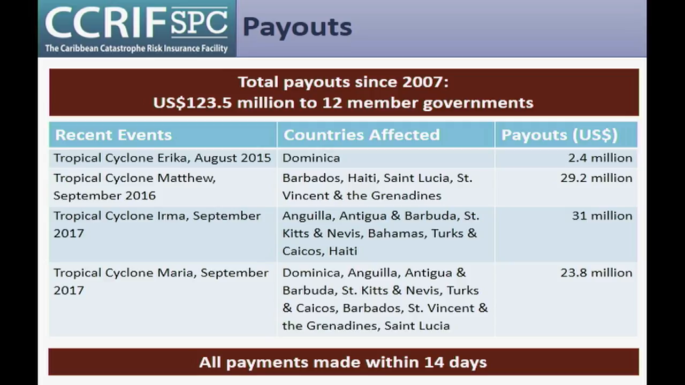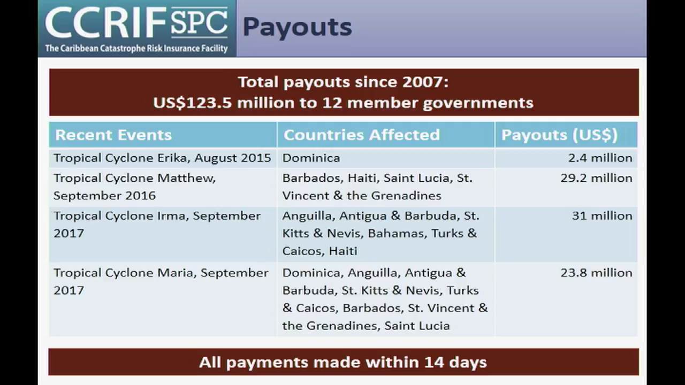And of course, back in 2010, we paid out to Haiti after their earthquake in that year as well. And then so far this year, Irma is complete, but we paid about $31 million out for Irma, and so far for Maria, we've paid out 23.8. That's probably finished also, but there are other hurricanes yet to come.